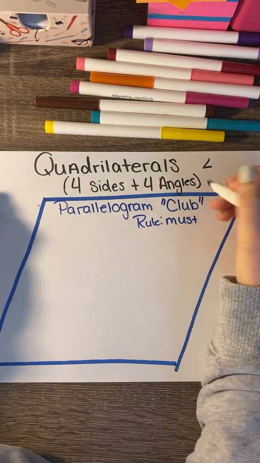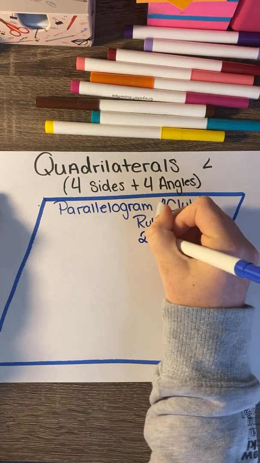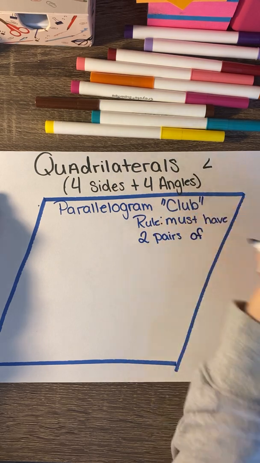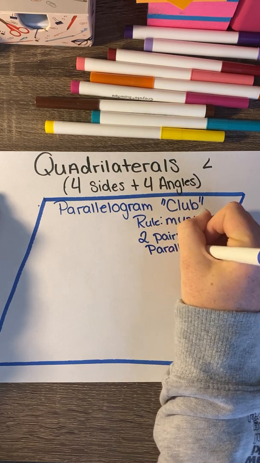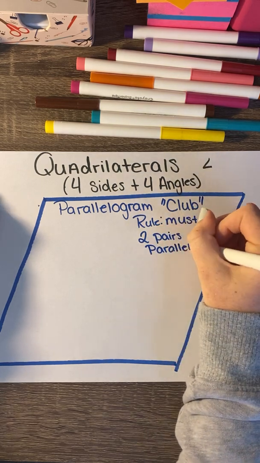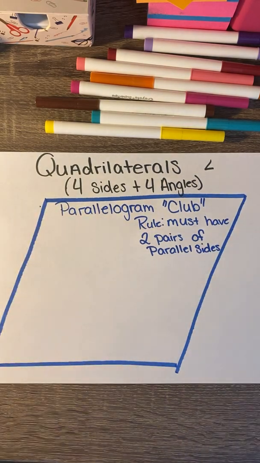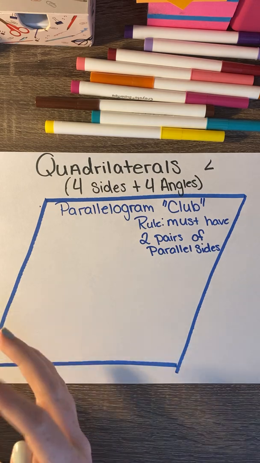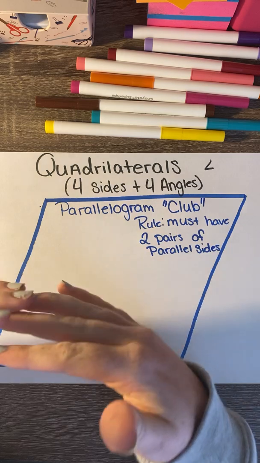A shape must have 2 pairs of parallel sides. And if you remember from about, I think it was 2 weeks ago, maybe in the week before spring break, we talked about parallel lines a little bit. So parallel lines are lines where they equal the same, or they're the same length.